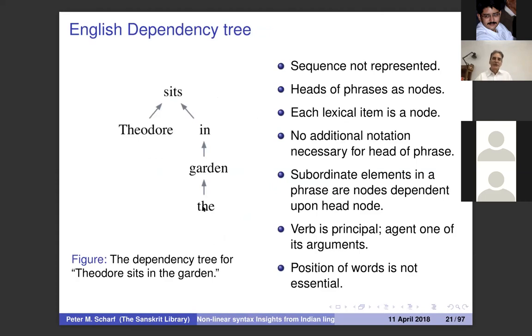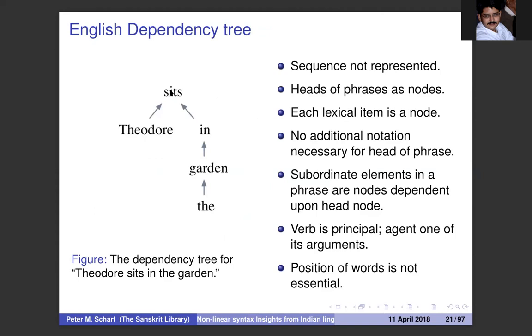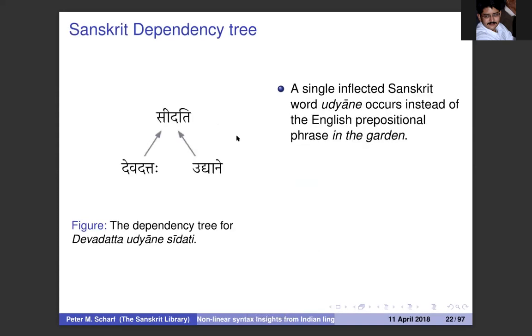The dependency tree puts the verb at the top and makes the agent subordinate to it, as well as making the other phrases in the sentence subordinate to it, and it makes the head of the phrase the node rather than the phrase itself. If we apply this to Sanskrit, in Sanskrit, udyane is not a prepositional phrase, it's a single word. In the garden, Devadatta sits in the garden, and you see in the dependency structure, the verb siddhati, for sits, will be at the top.